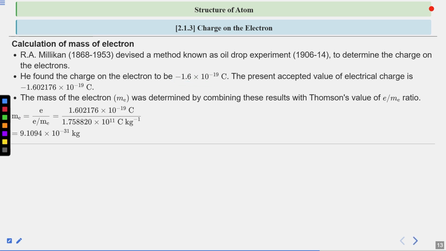Now, if you put the charge of the electron, then you can find the mass of the electron as 9.1 into 10 to the power minus 31 kg. So R.A. Millikan found the charge on the electron, not the mass of the electron. He found the charge on the electron. If you put the value of charge here and divide it by the charge to mass ratio, you can get the mass of the electron, because the e and e will get cancelled out.